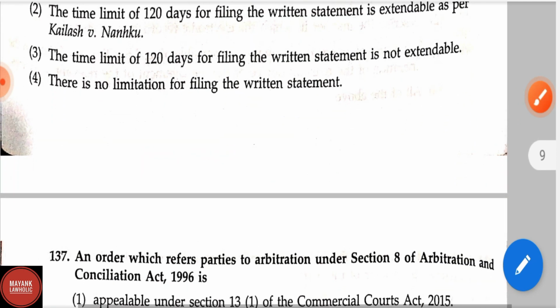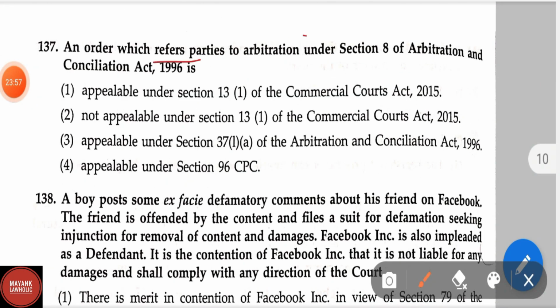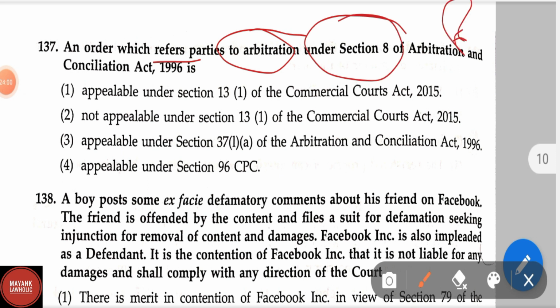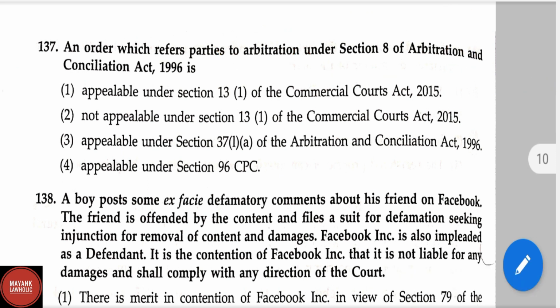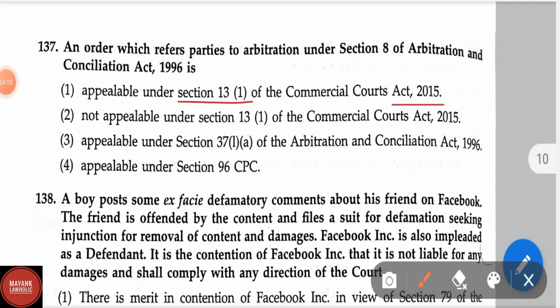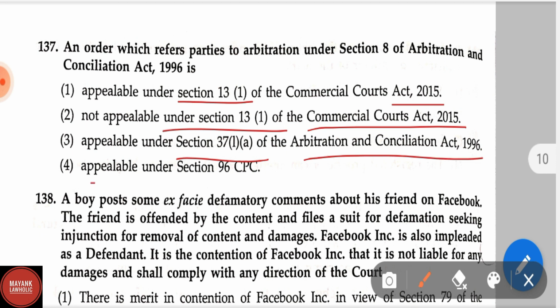Now let us see the question number 137. An order which refers parties to arbitration under Section 8 of the Arbitration and Conciliation Act 1996 is, options are: appealable under Section 13 Clause 1 of the Commercial Courts Act 2015; not appealable under Section 13 Clause 1 of the Commercial Courts Act 2015; appealable under Section 37 Clause 1 Clause A of the Arbitration and Conciliation Act 1996; appealable under Section 96 of CPC. In the given options, option number 2nd is the correct answer, not appealable under Section 13 Clause 1 of the Commercial Courts Act 2015. This is the correct answer. Section 13 of the Commercial Courts Act talks about the appeals from decrees of commercial courts and commercial divisions.